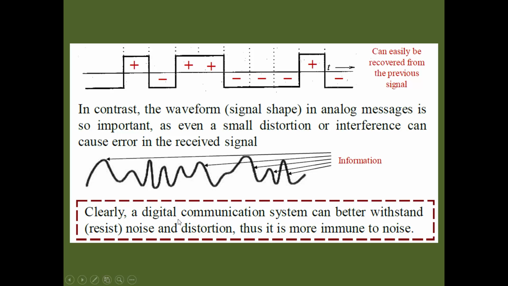So clearly, a digital communication system can better withstand or resist noise and distortion. Thus, it is more immune to noise. So that is why we prefer digital communication over analog communication. And there are more reasons that once we convert the signal into digital form, we can do the processing using the microprocessors or DSP processors or other devices, other VLSI chips, to make the signal a better quality signal.